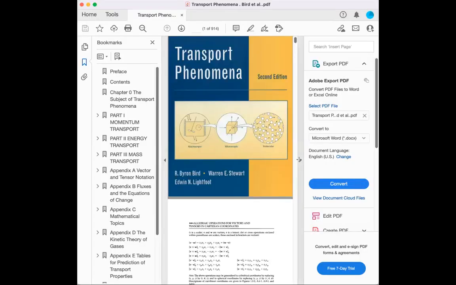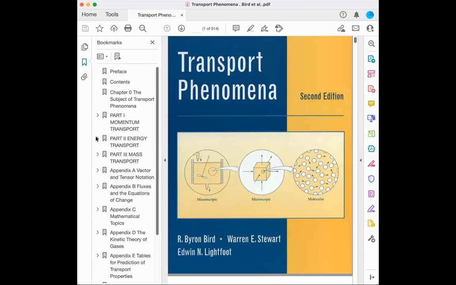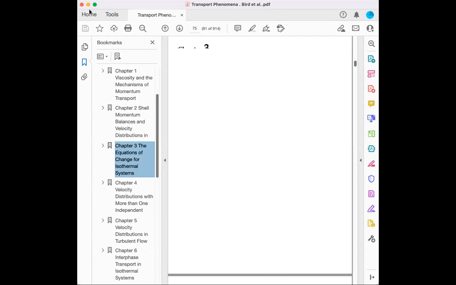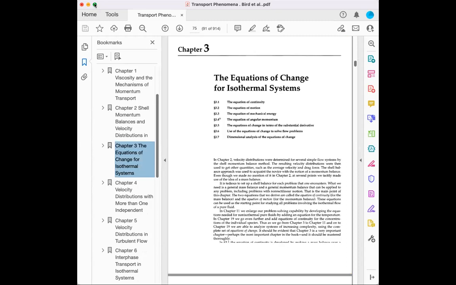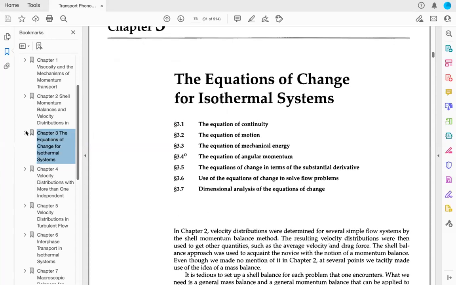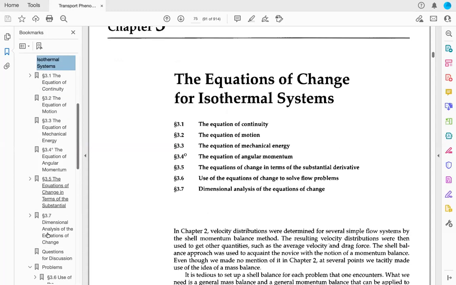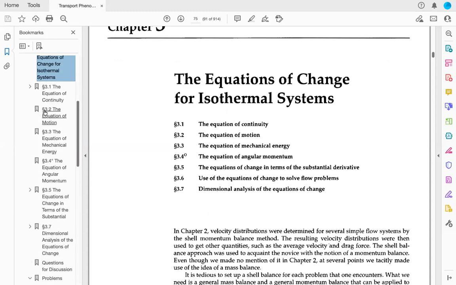Okay, so this is the book, and let's open to Part 1, Momentum Transport, Chapter 3. Okay, and then I would like to explain to you about the equation of motion.